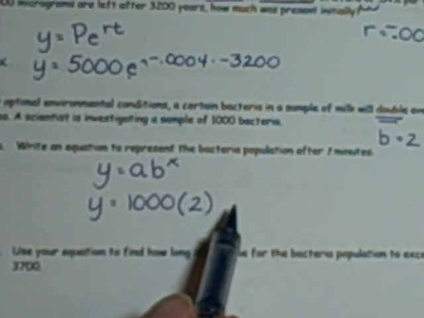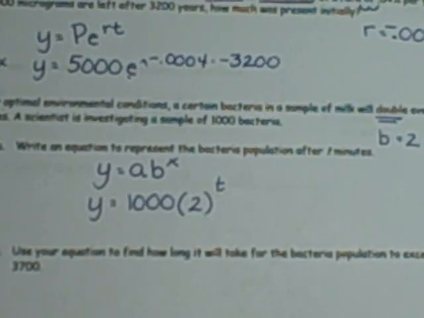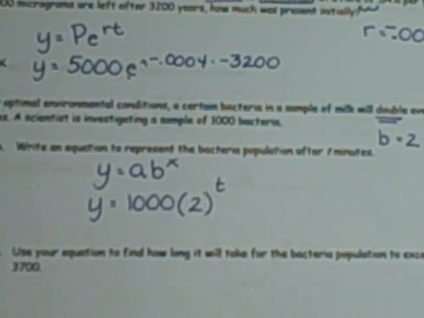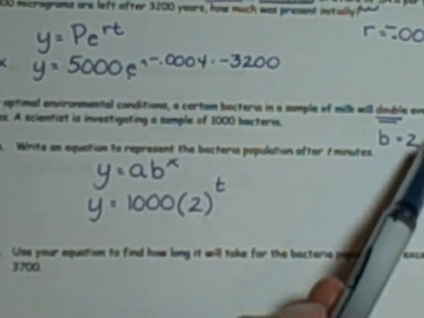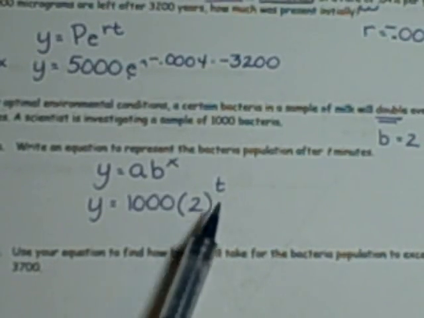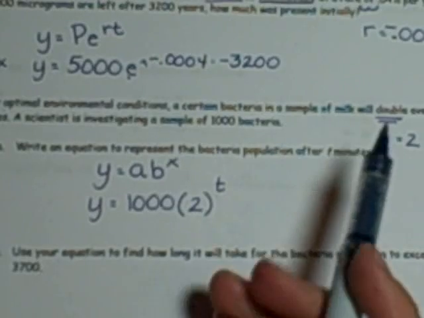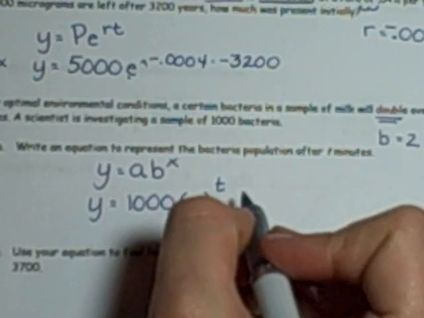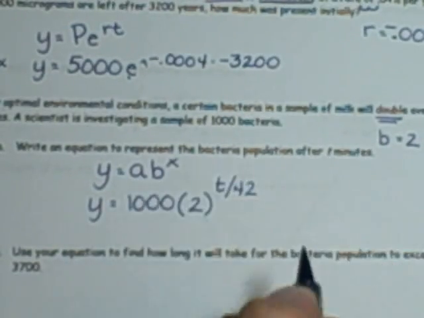And now here's where we want to be careful. Normally we would just say, okay, t minutes, so I'm going to go to the power of t. But that would mean that I was doubling every single minute, and that's not what this question says. This question says that I'm doubling every 42 minutes. So I want to take that t, which is the total number of minutes, and break it into groups of 42. I want to see how many groups of 42 I'll have in my total number of minutes. And hopefully that sounds to you like division, breaking into groups of 42. So I'm going to take that t and divide by 42.